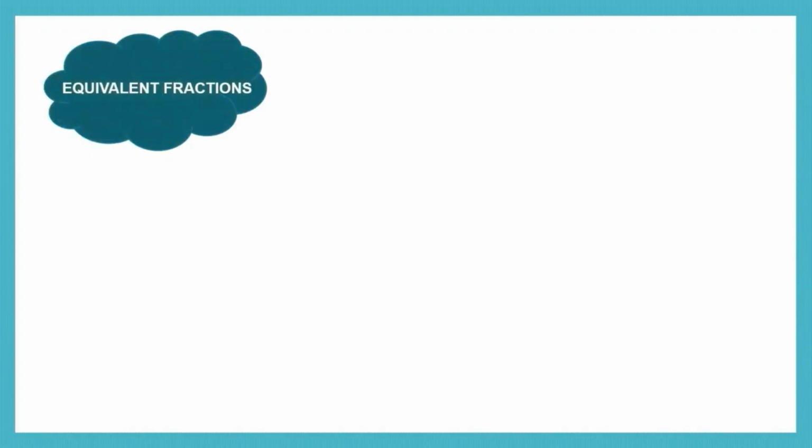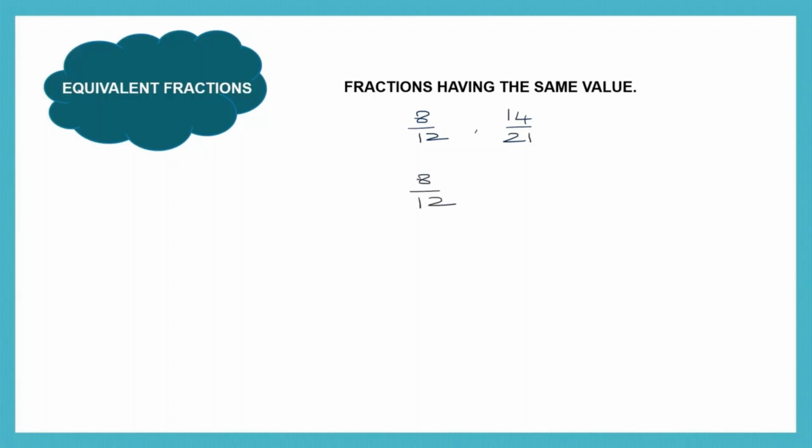First one here is the equivalent fractions. Now what are equivalent fractions? Fractions having the same value. What do we mean by that? Let's take the example of two fractions, 8 by 12 and 14 by 21. Now let's reduce these two fractions to the lowest term. So the first one is 8 by 12.